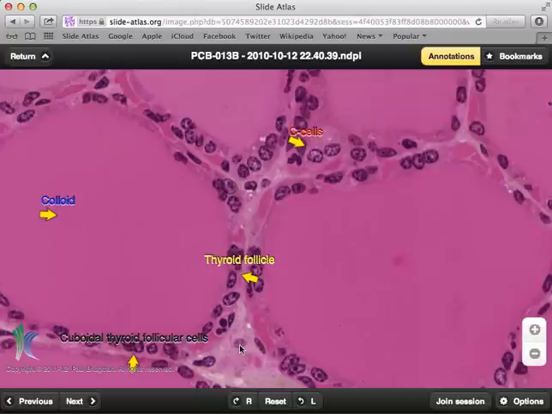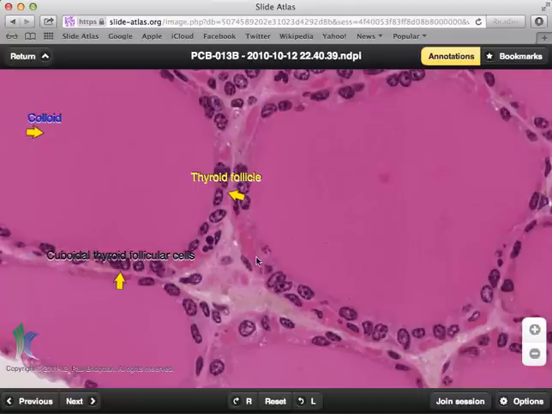At higher magnification, we can see the cuboidal thyroid follicular cells going all the way around, as well as another cell type called the C cell. Here are a couple of C cells which secrete calcitonin. They are not in contact with the colloid but are separated by the follicular cells. You can also make out the capillaries in between individual follicles.